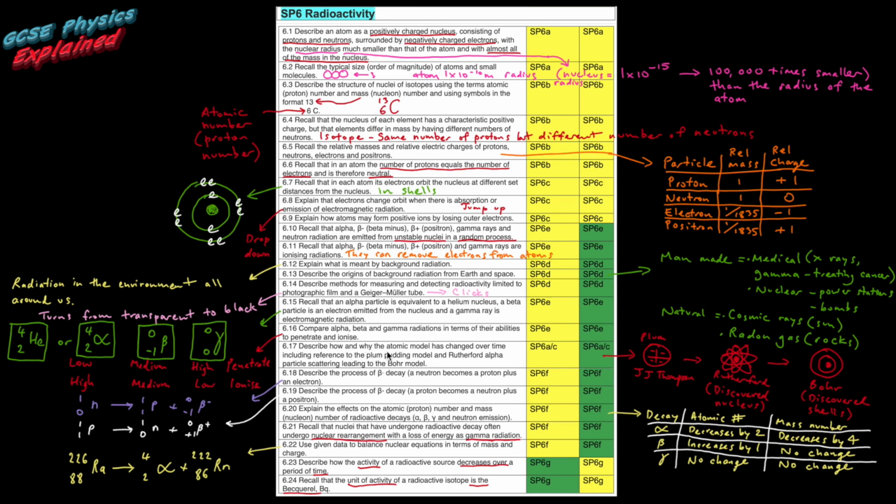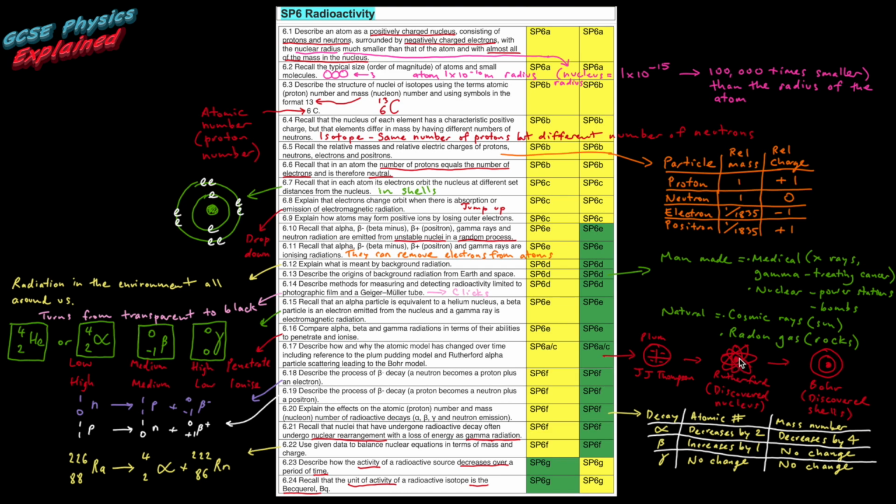Describe how and why the atomic model has changed over time, including reference to the plum pudding model and Rutherford alpha particle scattering leading to the Bohr model. Well, we'll start off with the billiard ball model really, and then from there we go to the plum pudding model from J.J. Thomson. He said that an atom is basically positive all over the place, and then there are little localized areas of negativity. Rutherford came along with his alpha scattering experiment and he discovered the nucleus.